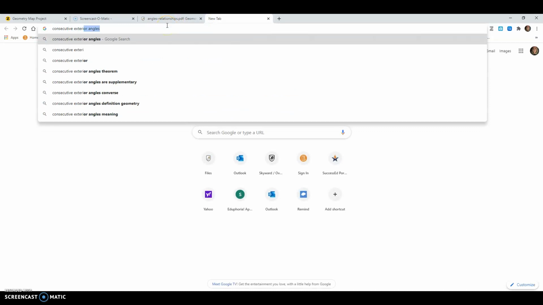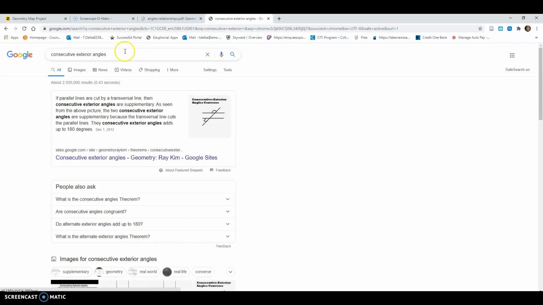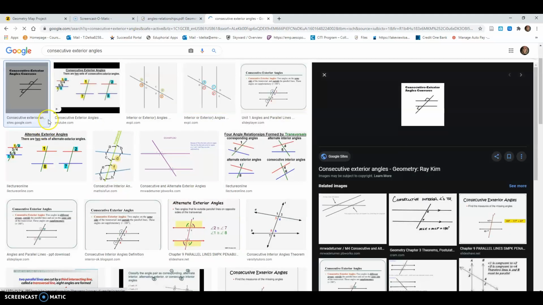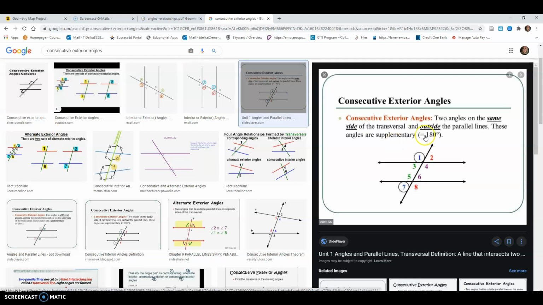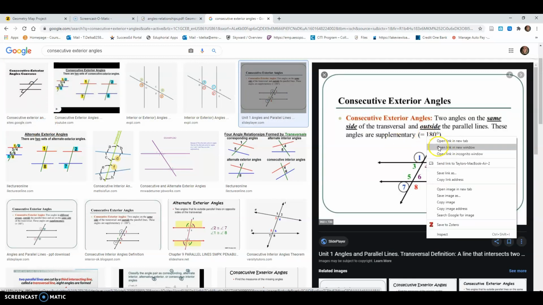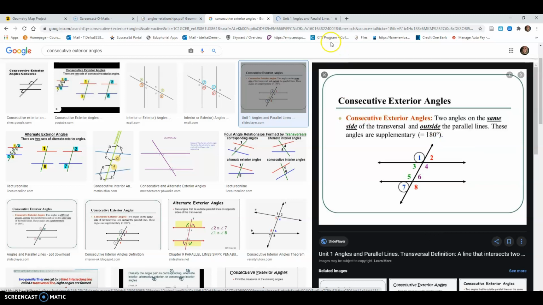Consecutive exterior angles. Okay, perfect. They give me an image just to kind of help me out here. Okay. I wish it was bigger. Let's do this one. Ooh, I like that one. Let's open, link in new tab.